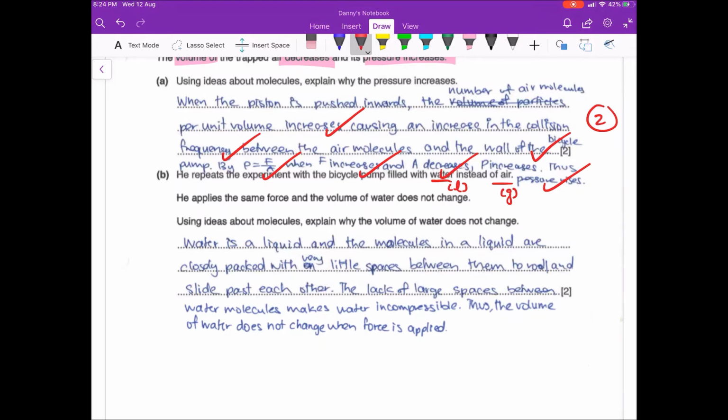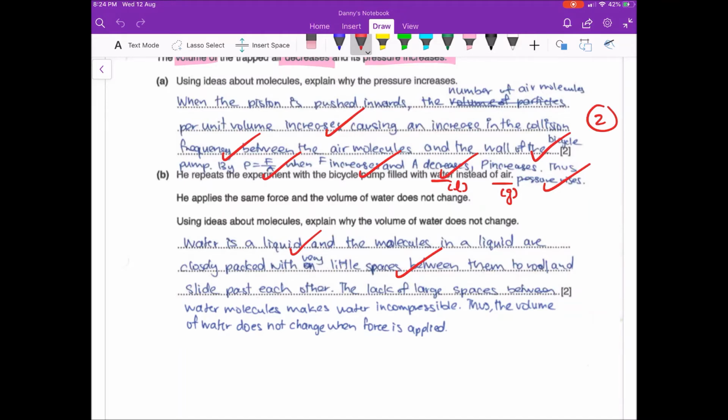One, is there space between them available for compression, and number 2, is there a very strong resistive force to keep the space open? Yeah, so water is a liquid, very good. He pointed out the key difference. Molecules in the liquid are closely packed with very little space, very good. So he didn't stop at closely packed, but he actually zoomed into the key thing, which is the availability of the space, right? Okay, the lack of large space makes it incompressible.